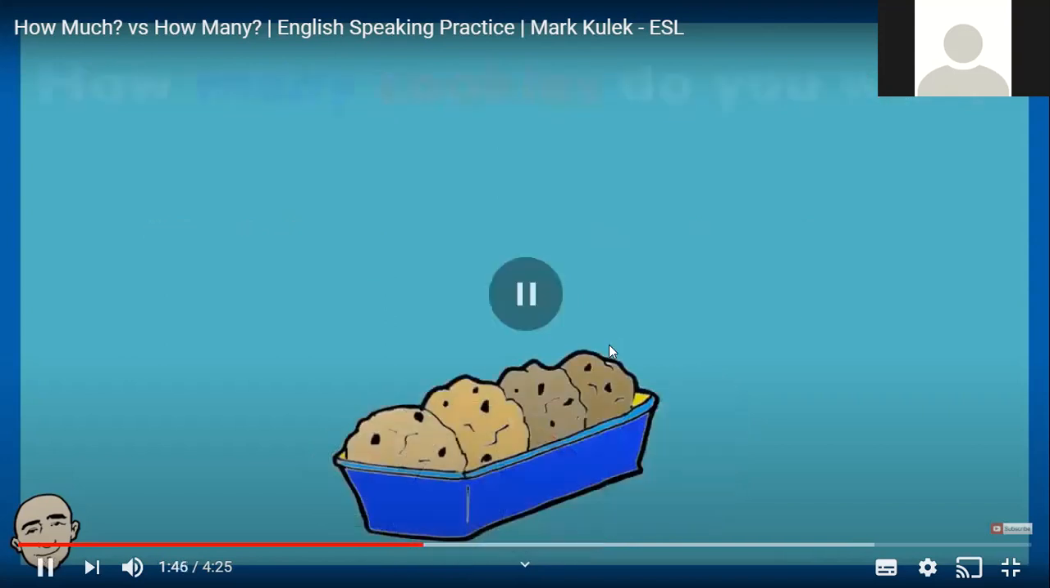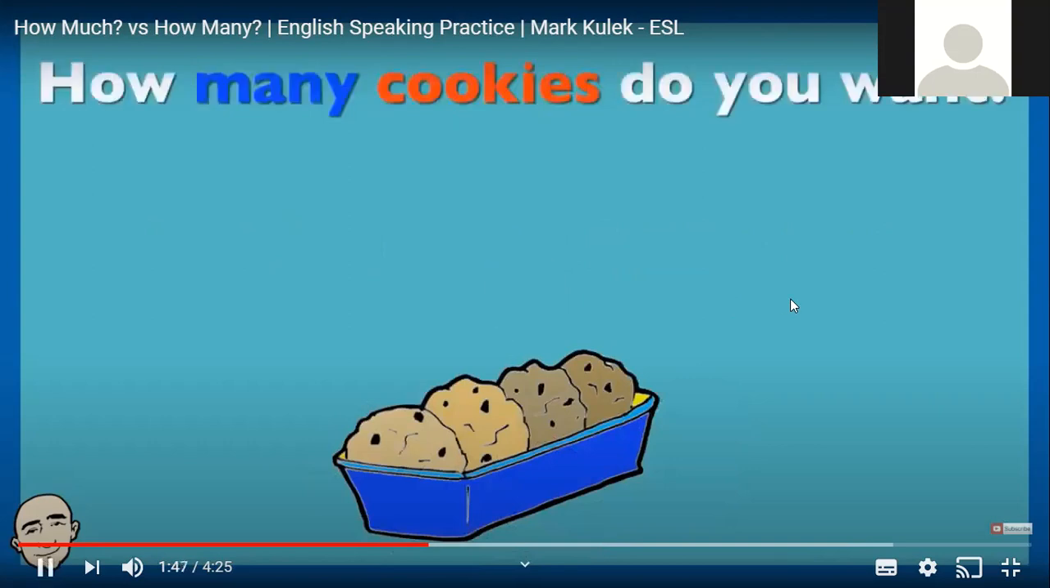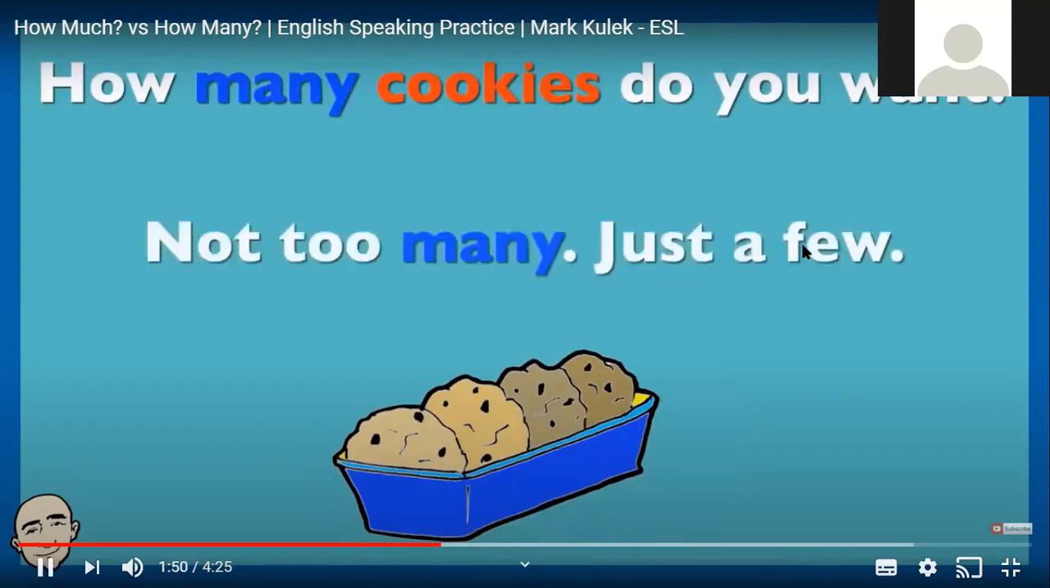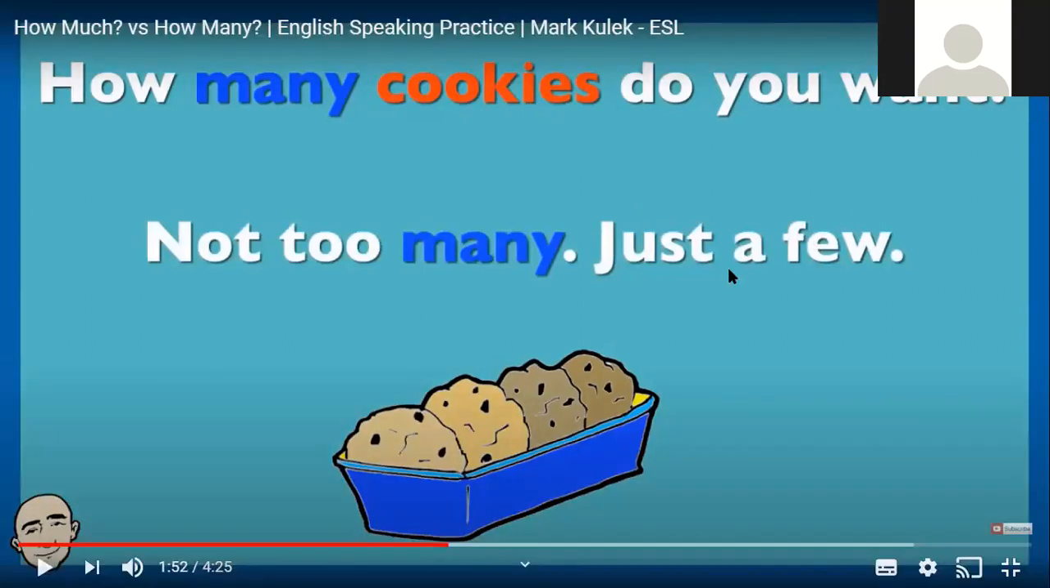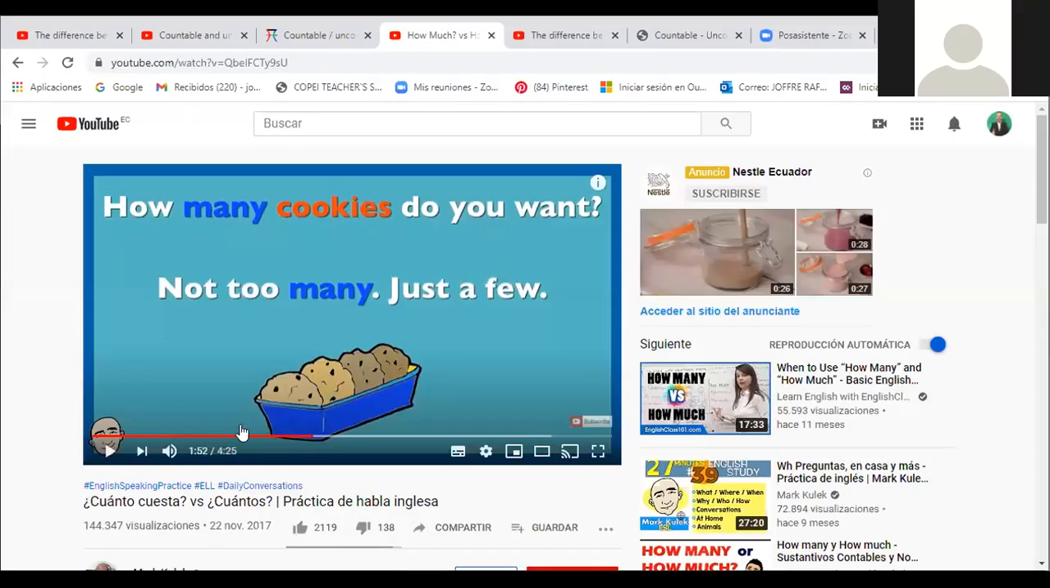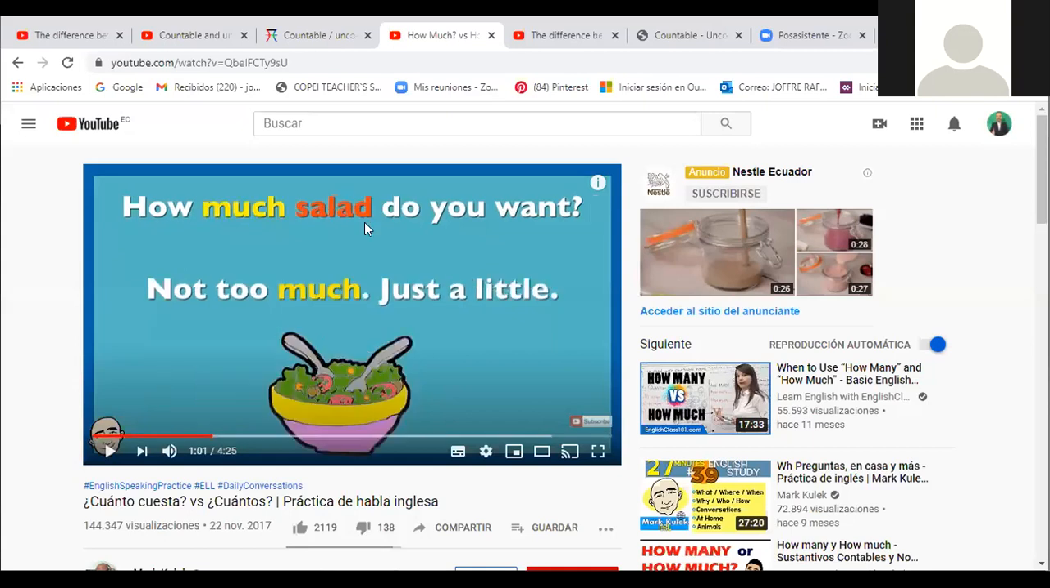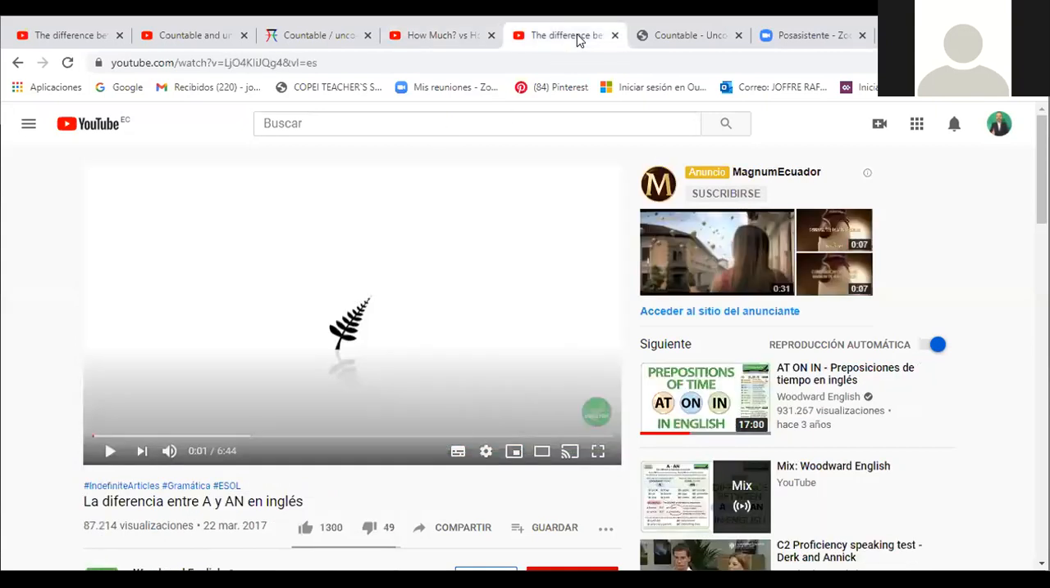What is that? What are those? Cookies. How many cookies do you want? Not too many, just a few. Okay. All right. Very good. You see? So how many is for countable and how much is for uncountable now? Okay. Yes or yes? Okay.